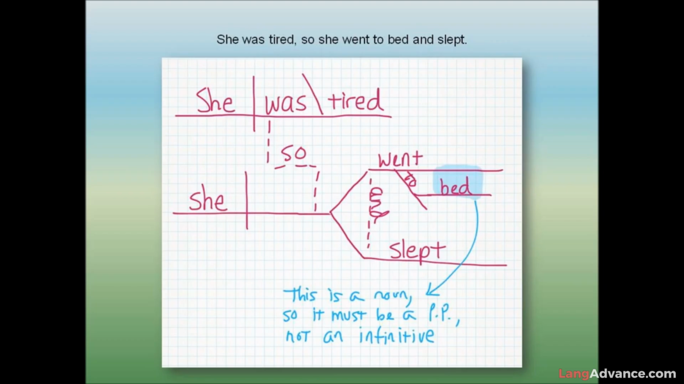She was tired, so she went to bed and slept. She was tired is the first clause, she is the subject, was is the linking verb, tired is the predicate adjective, so is the coordinating conjunction between the clauses, she is the subject, went and slept is the compound verb for the second clause. Where did she go? She went to bed. To bed is a prepositional phrase. We can tell the difference between a prepositional phrase and an infinitive because an infinitive will be followed by a verb, not a noun, like bed.